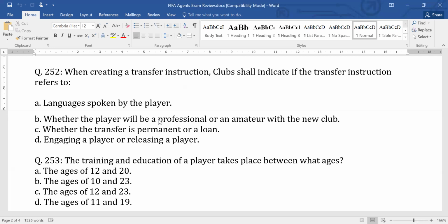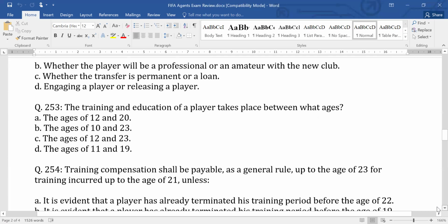So the language spoken by the player is irrelevant in a transfer instruction. Okay? There's no need to put, okay, this player speaks Hausa or Yoruba. It's not needed in the transfer instruction for a player that is moving from one club to another. All right. So the correct answer there is B, C, and D.